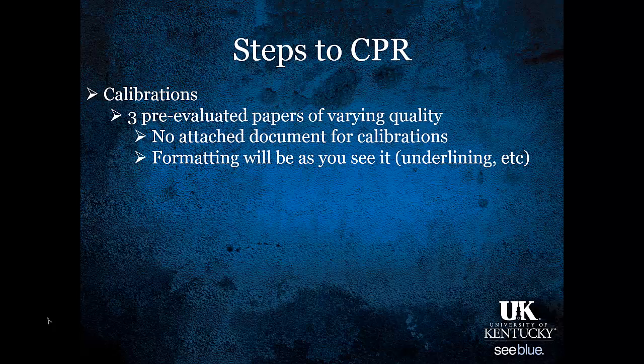The next step after text entry is the calibrations. Here you'll be given 3 pre-evaluated papers of different qualities. One will be a high quality, one will be a medium quality, and one will be a low quality. They won't be presented in that order. They will be randomized every single time, so you won't necessarily be getting them in increasing or decreasing levels of quality. They'll be randomized.